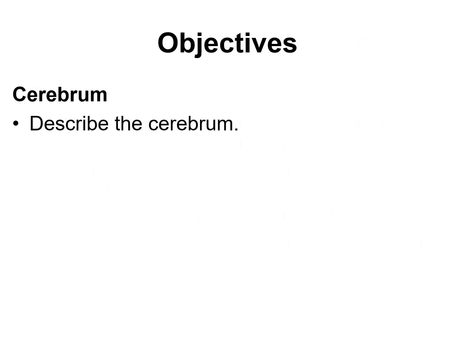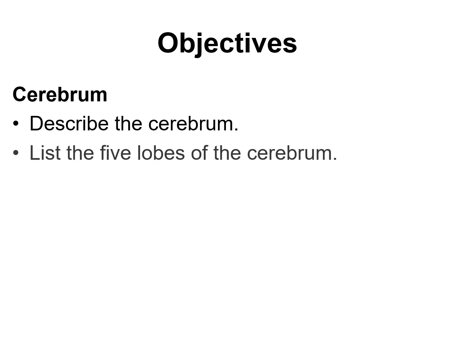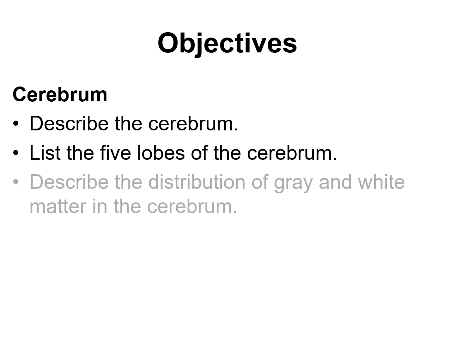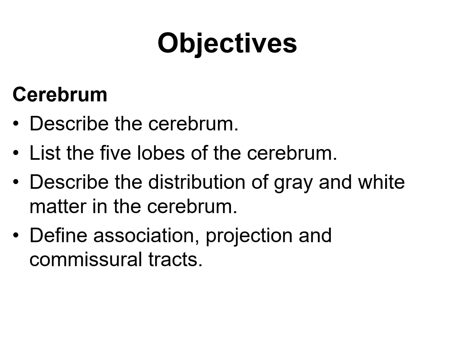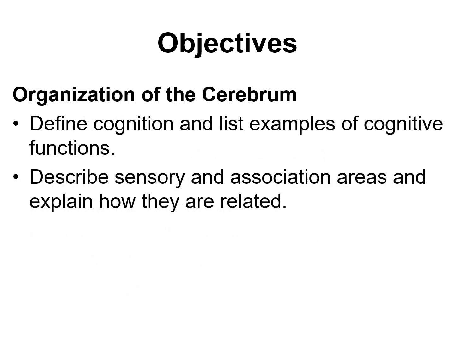Now let's review the learning objectives of the screencast. Describe the cerebrum. List the 5 lobes of the cerebrum. Describe the distribution of gray and white matter in the cerebrum. Define association, projection, and commissural tracts. Define nuclei. Define cognition and list examples of cognitive functions. Describe sensory and association areas and explain how they are related.